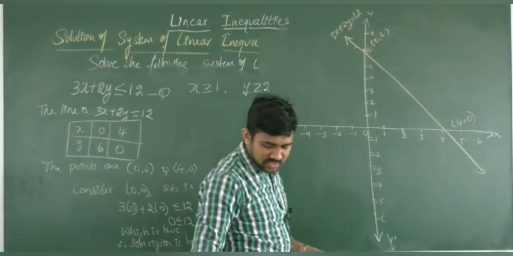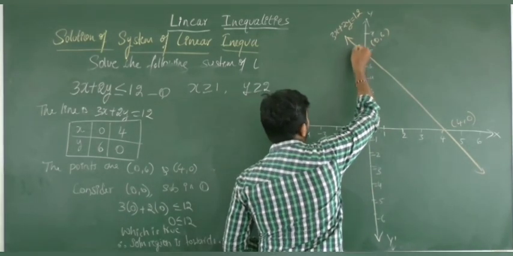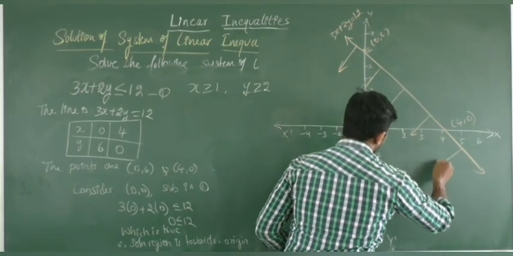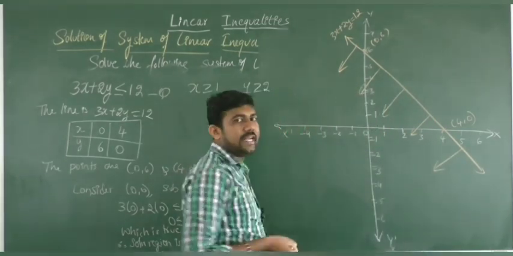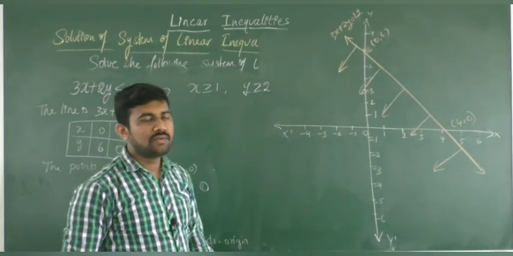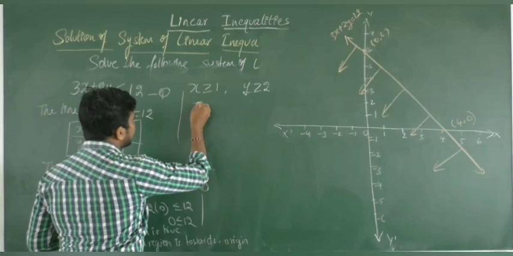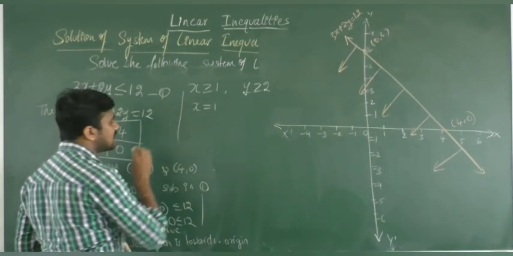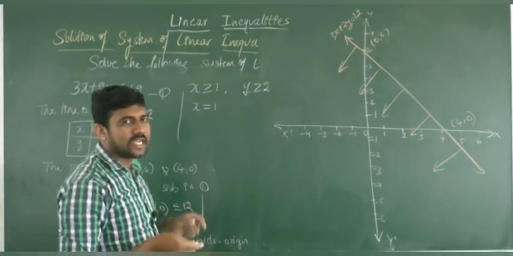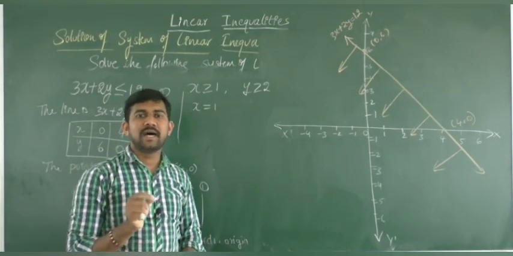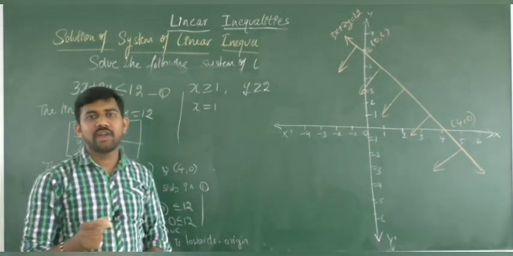Okay, I'll use the same color. Okay, here. This direction will give the solution region of the first inequation. Now the second one that we have here, x greater than or equal to 1. So the line is x equal to 1. Here x equal to 1 means it is a vertical line that passes through the point 1 on the x-axis.